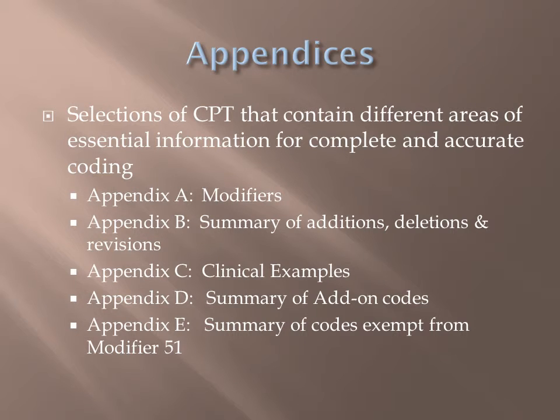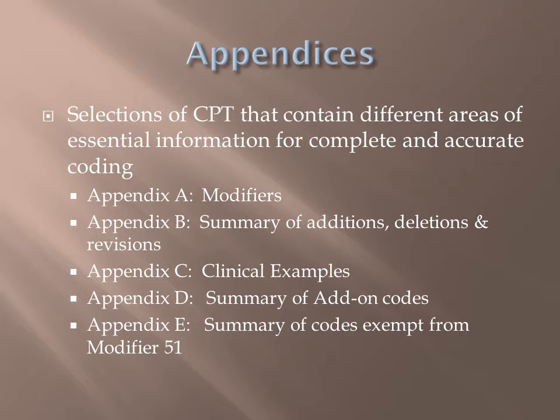Appendices. These are sections of CPT that contain different areas of essential information for complete and accurate coding. Appendix A is going to have your modifiers and the descriptors explaining when and how to use each modifier. Appendix B is a summary of additions, deletions, and revisions that have happened since the previous year's CPT was published.